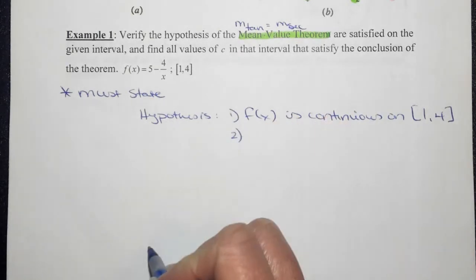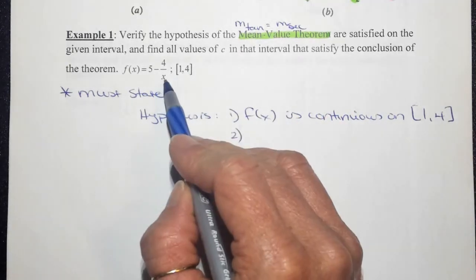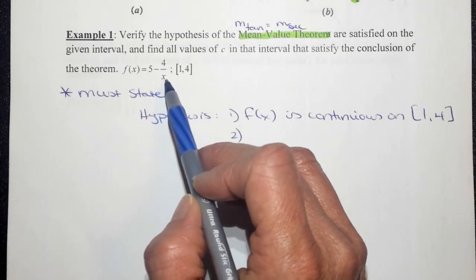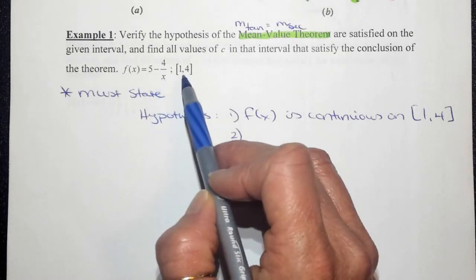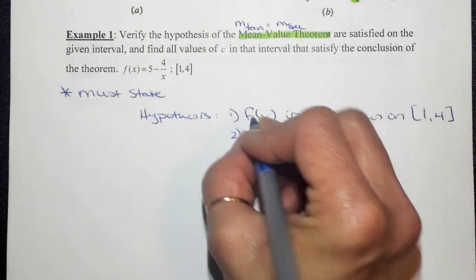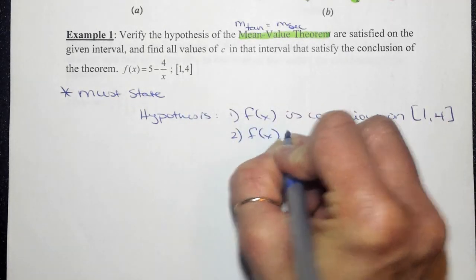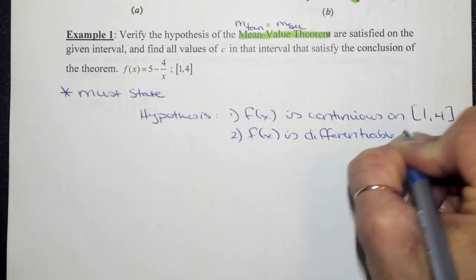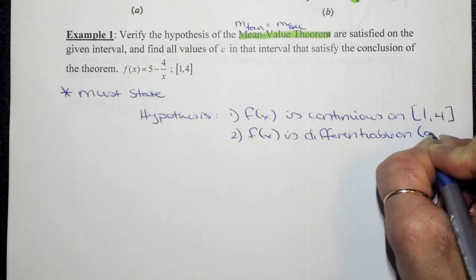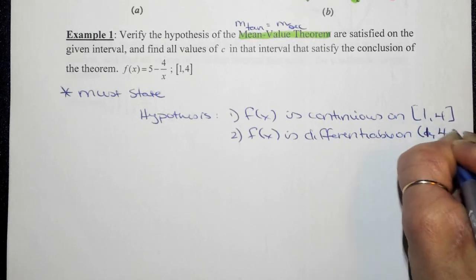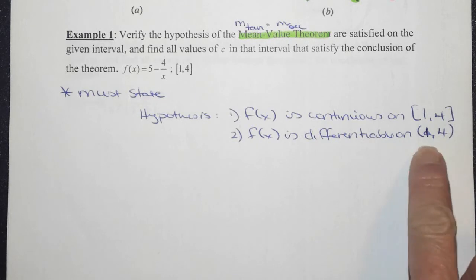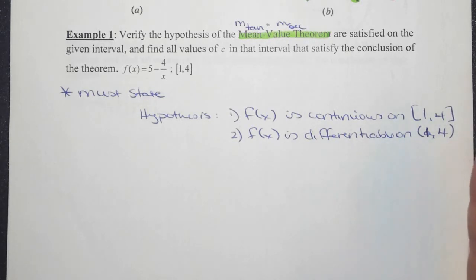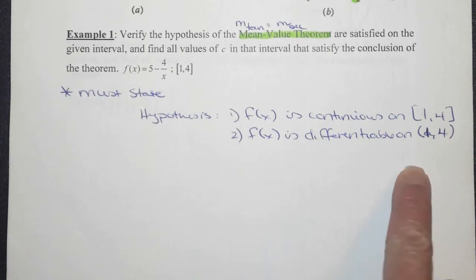Then the second part that we must state is that we can take the derivative of this function. Well, if you look at it, you can take the derivative. The break, or in this case the vertical asymptote, is at 0. We're looking from 1 to 4. So we would just state that f of x is differentiable on, and it's got to be the open interval, sorry, from 1 to 4. I almost wrote from a to b. It's not going to be differentiable at the endpoints because we don't have the rest of the function on the other side. So there's the hypothesis.